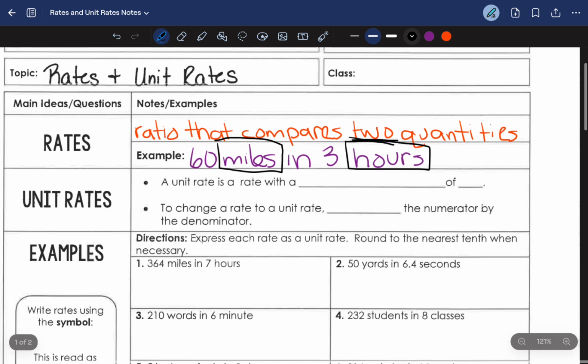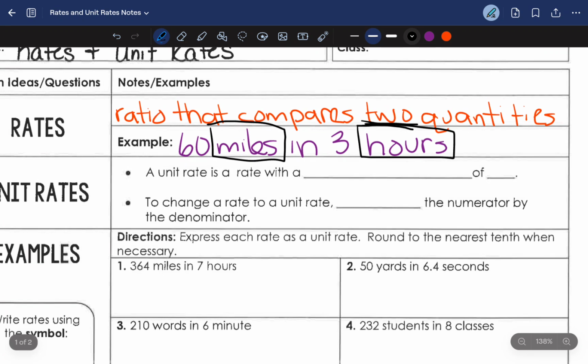Moving on, which, by the way, if you guys ever need to pause the video, feel free to pause it. That's the beauty of recording.